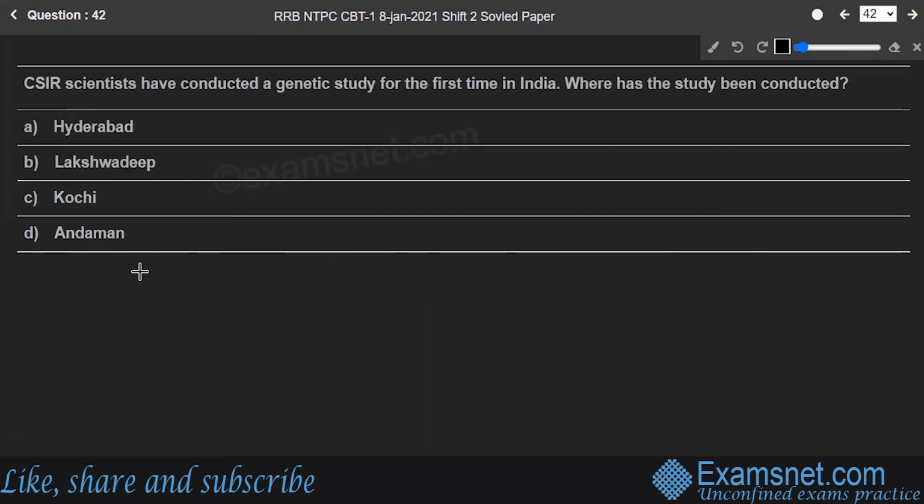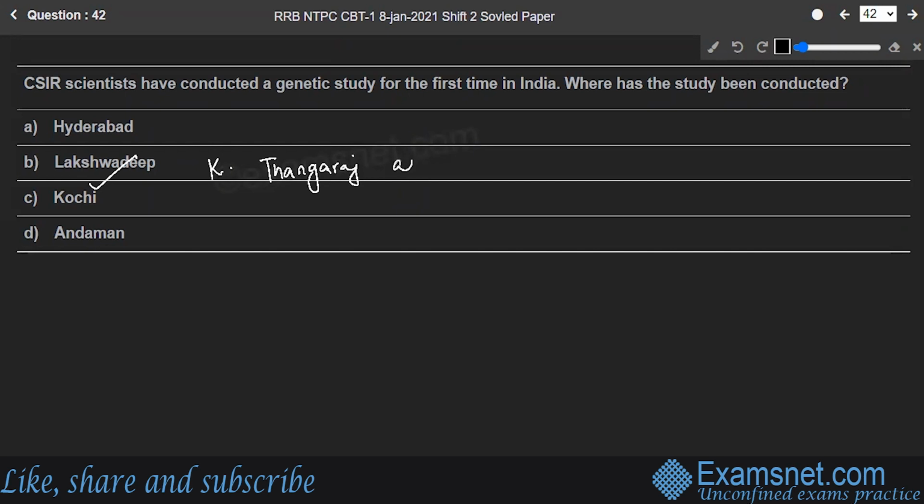Next is question number 42. CSIR scientists have conducted a genetic study for the first time in India. Where has the study been conducted? Hyderabad, Lakshadweep, Kochi, or Andaman? Well, the CSIR scientists have conducted a genetic study for the first time in Lakshadweep in India. A team of researchers led by K. Thangaraj and K.